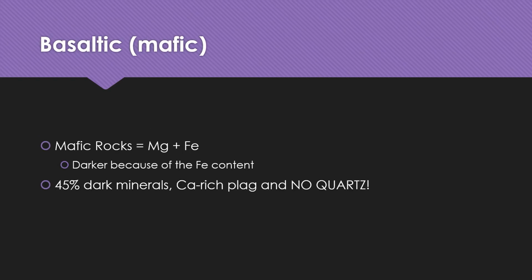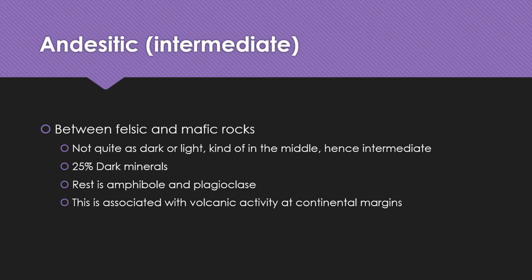They're pretty much magnesium and iron, and they're darker because of the iron content. 45% of dark minerals, and then you have calcium-rich plagioclase, but no quartz at all in dark minerals. Okay, and then you have your intermediate rocks, which is an andesite. And these are between felsic and mafic, so they're not quite as dark, but not quite as light. They have 25% dark minerals.